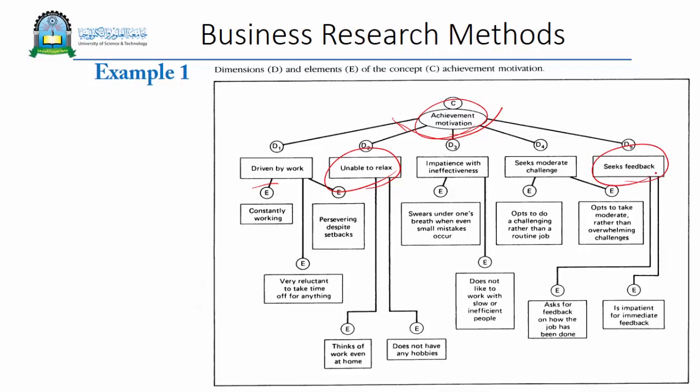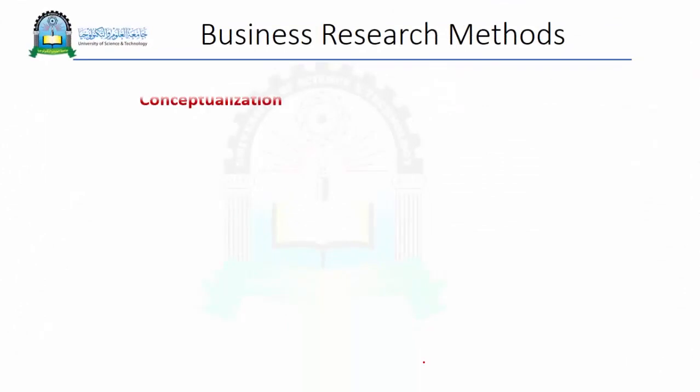The third level is to come up with indicators. So every dimension can be analyzed into different indicators. For example, if we take dimension number 2, which is unable to relax, we will have 2 indicators. The first is thinking of work even at home. The second is not having any hobbies. These are indicators for the employee unable to relax. And from these indicators we will come up with the questionnaire items or questions.